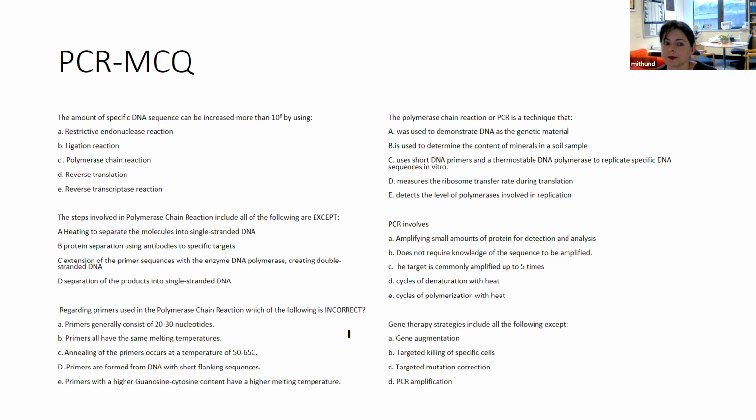Yeah, good. B. So B is the correct answer. Again, well, the incorrect answer here. So yeah, primers are all typically about 20 to 30 nucleotides. They occur around that temperature of 50 to 65. They are formed from DNA with short flanking sequences. And if they have more GCs in them, then they typically have a higher melting temperature.